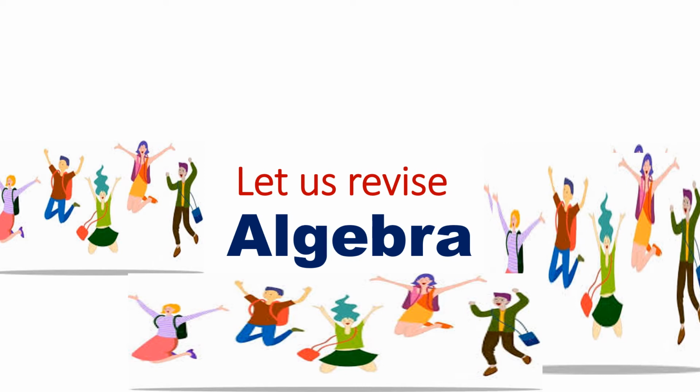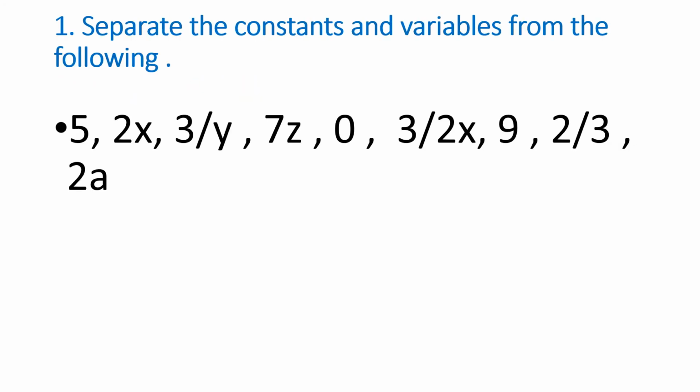Hello children. Now we are going to go on further with our revision. We are revising exercise 18B. Okay, so here is the first question. You can see here: separate the constants and variables from the following. So we have to separate constants and variables from this. So we will try to find out which are the constants.